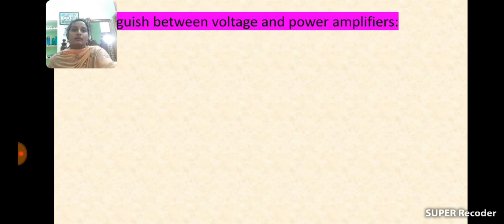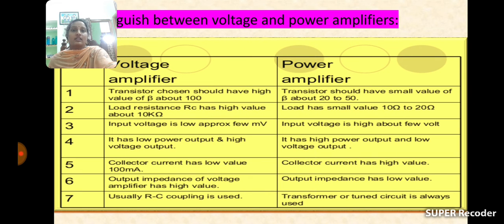What is the other name for power amplifiers? These are also called audio amplifiers. Why are these also called audio amplifiers? The range of power amplifiers lies between 20 Hz and 20 kilohertz.